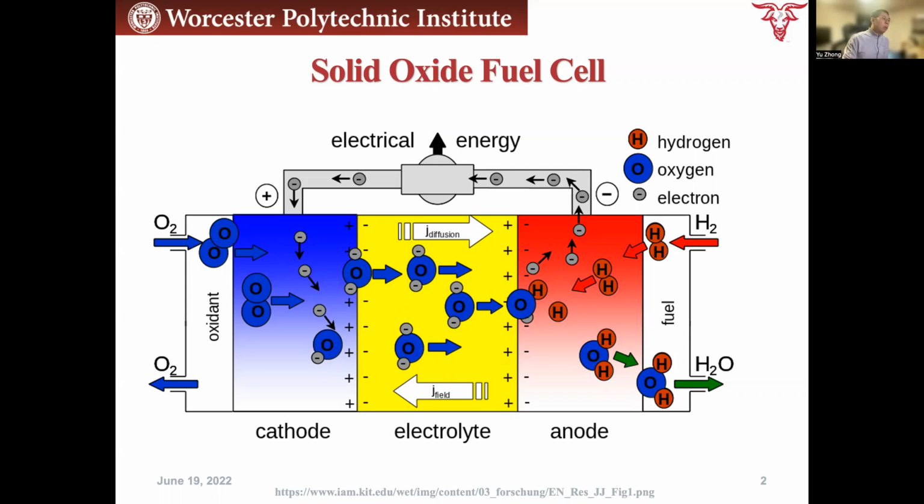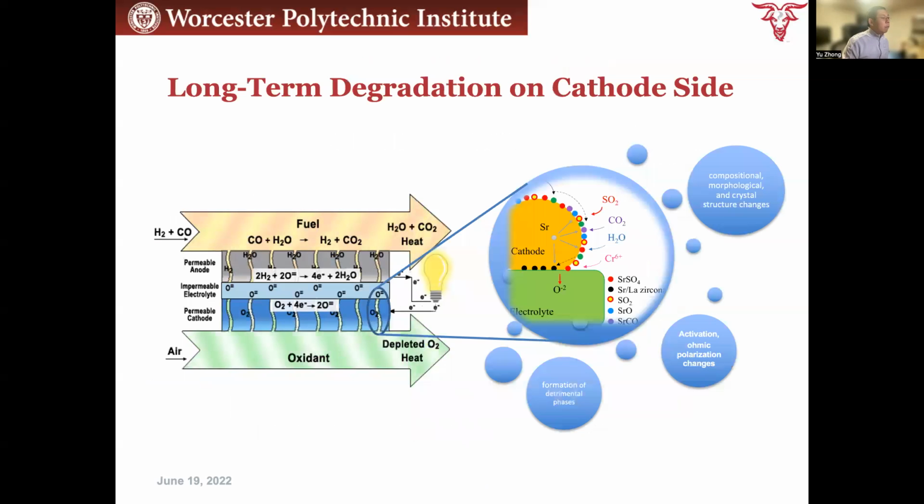And how will thermodynamics actually play a role here? A very important thing for a solid oxide fuel cell is what is happening on the cathode side, which will contribute a significant part of the long-term degradation. Essentially, your power output will drop with operation time, right?